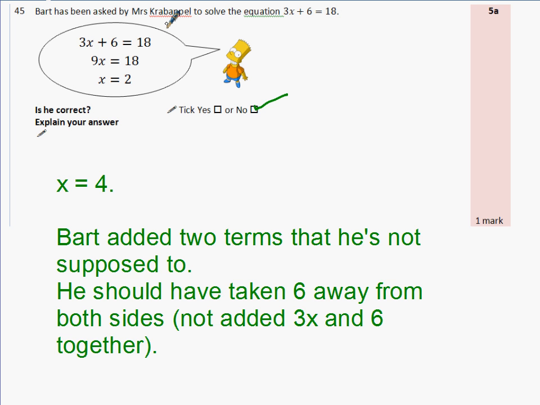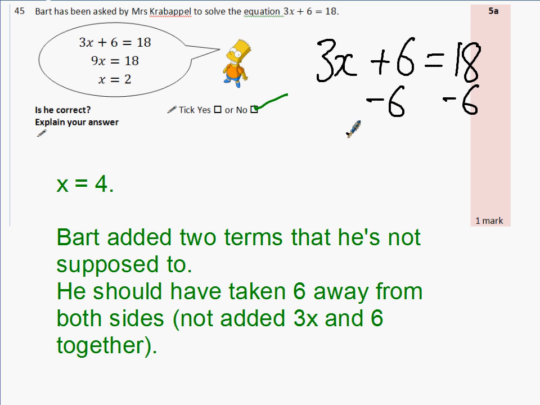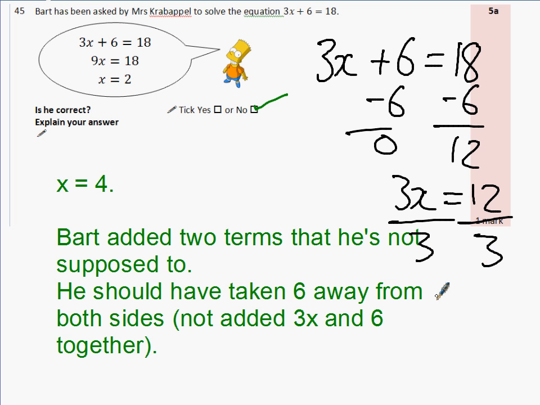45. Bart has been asked by Mrs. Crabapple to solve the equation 3x plus 6 equals 18. So what would we do if we were trying to solve it? Don't even look at Bart to start with, because he might be wrong. You decide what you should do. Take away 6 from both sides. 3x equals 12. Divide both sides by 3. What do you get? x equals 4.